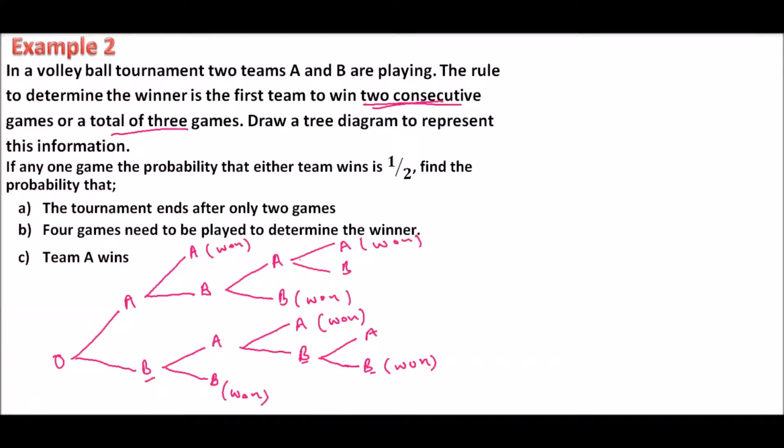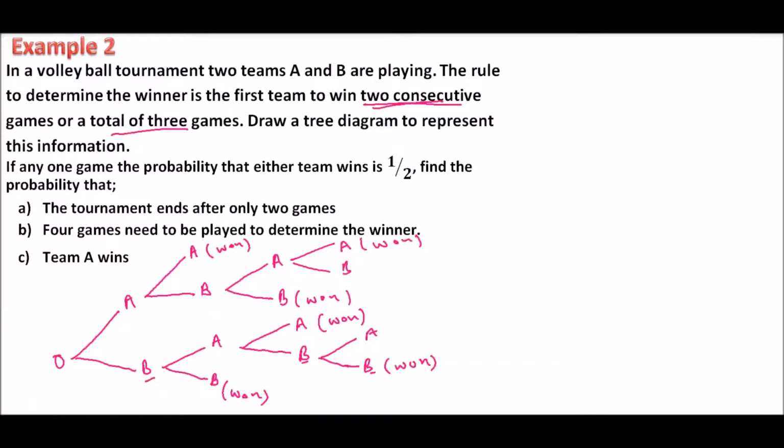So this means that this is the farthest we can go for the tournament to end. This is where we have A winning. If B, then we don't have a winner, A will win. So that is how you represent that information on a tree diagram. Then after that, we have the probabilities.